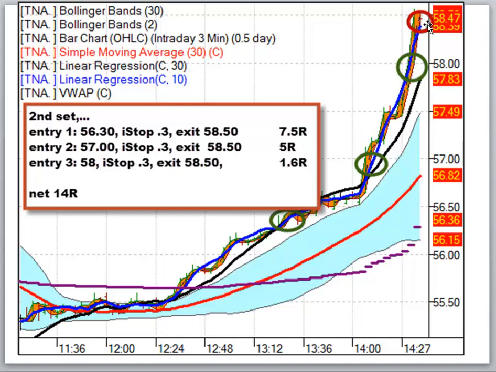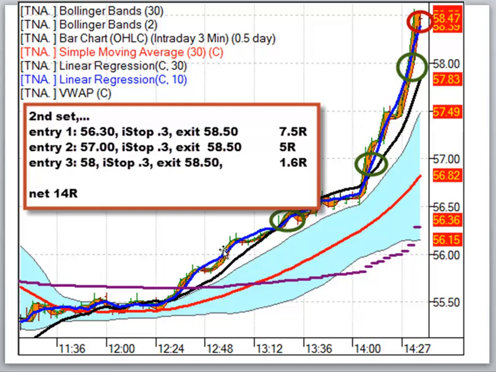starts pulling back again. And for about 6 minutes or so, it starts chopping around. And with 3 bullets in this, I'm getting nervous, and so we go ahead and exit everything at 58.50. And it turns out to be a better trade than I even realized, probably. The net of those is about 14R.